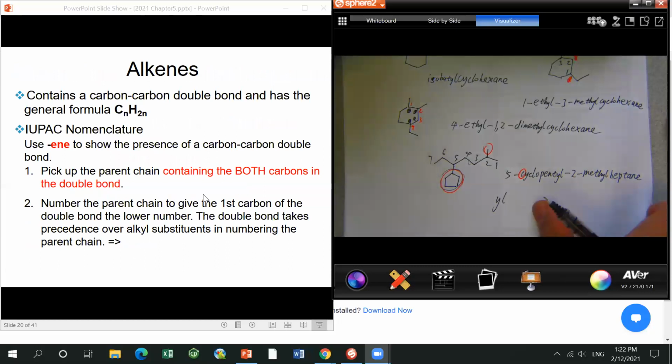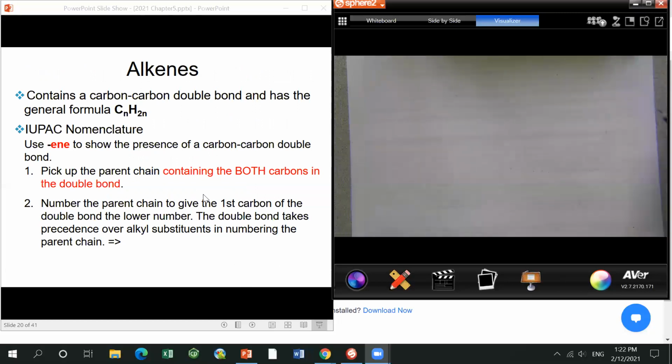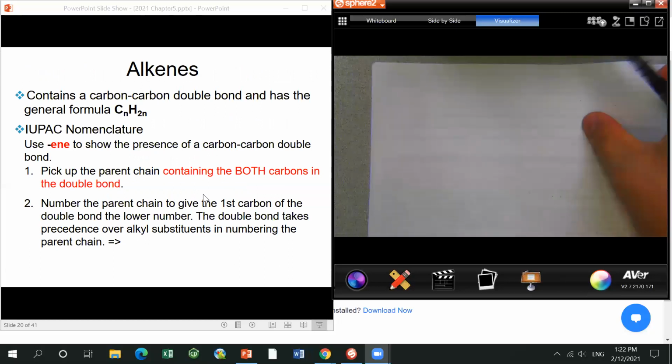All right, so we've covered the alkane names. Now we move to alkene names, the compounds with a carbon-carbon double bond.